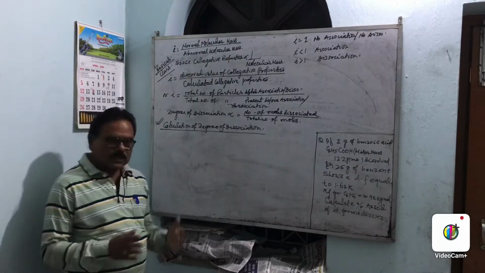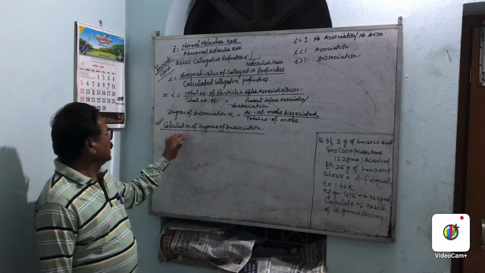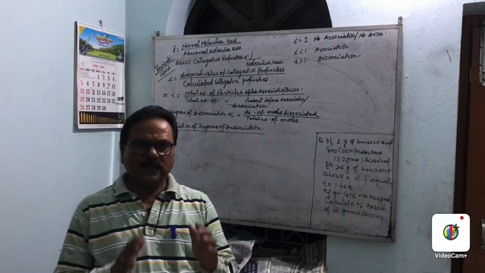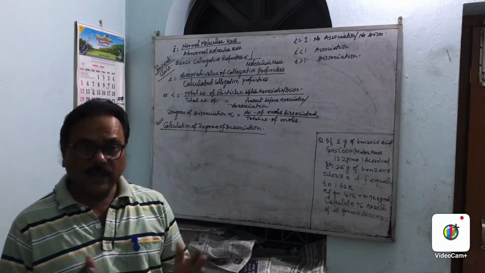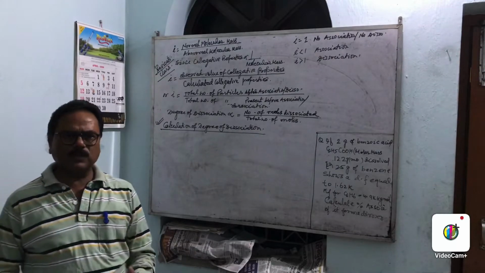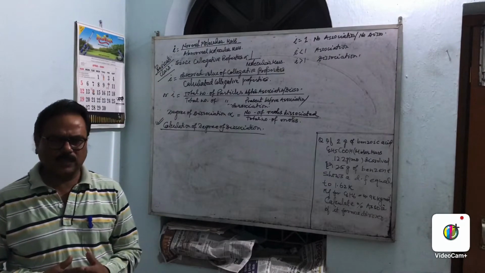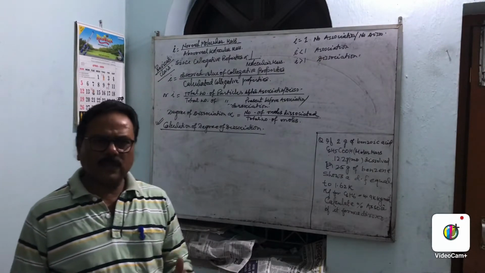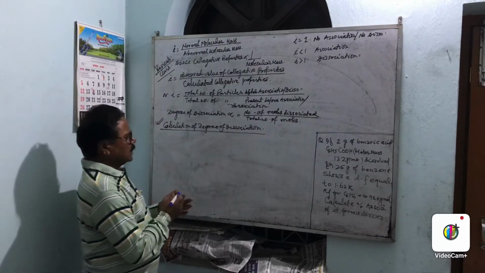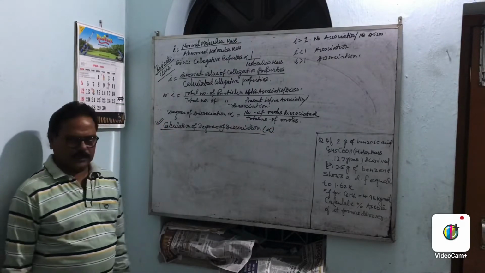Today's topic is the degree of dissociation. What is the degree of dissociation? It is represented by alpha, and it is the fraction of the total molecules which is dissociated into its ions. So today's class objective is the calculation of the degree of dissociation, that is, alpha.